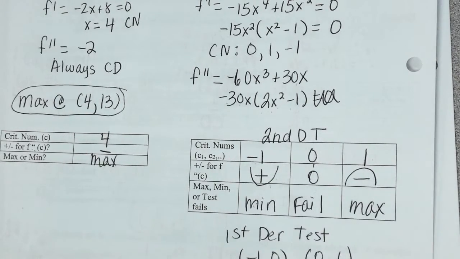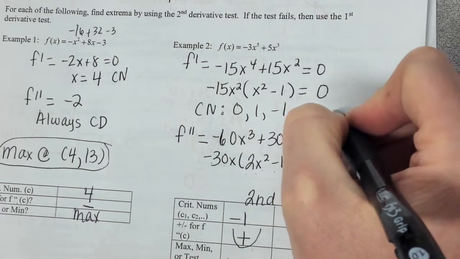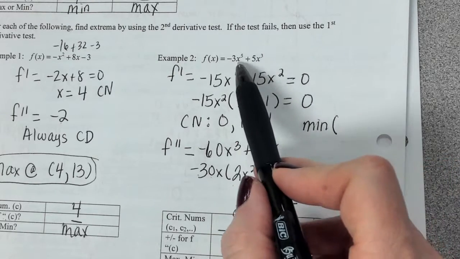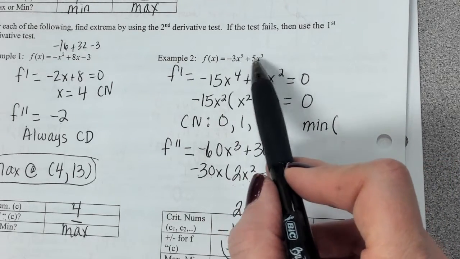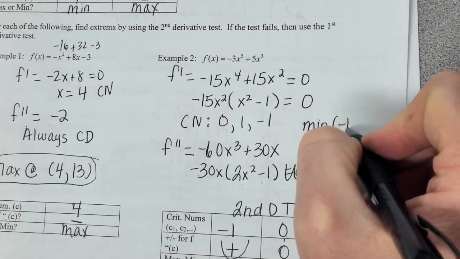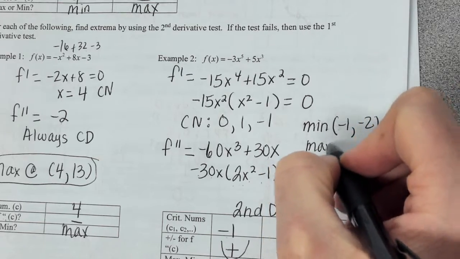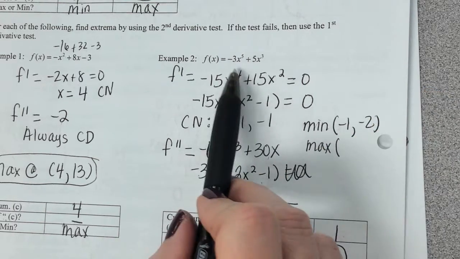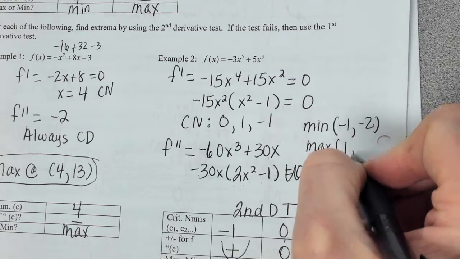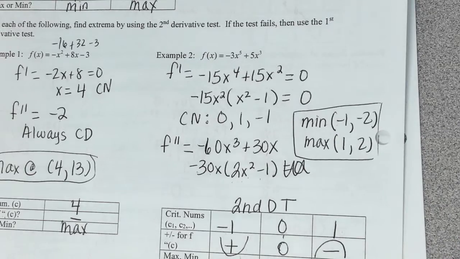So we then have a minimum at negative 1. Plugging that back into the original, that makes that a positive and that a negative, so it's 3 minus 5, which is negative 2. And we're going to have a maximum when I plug in 1, of negative 3 plus 5, and that's going to be 2. Okay?